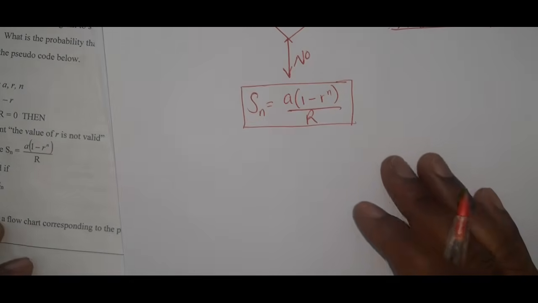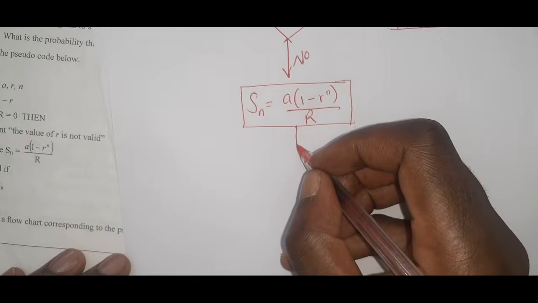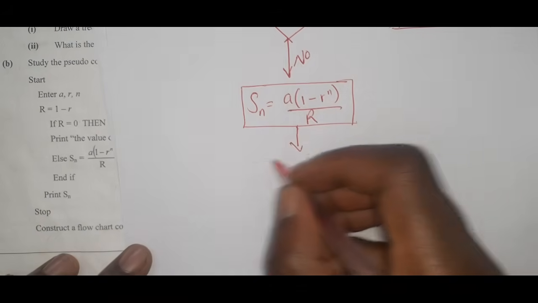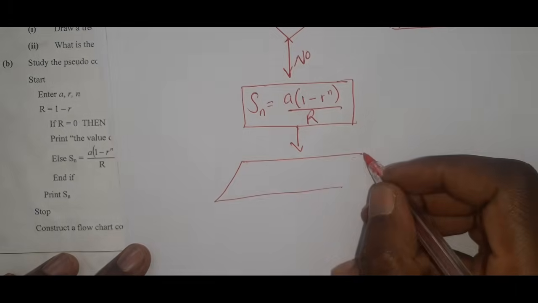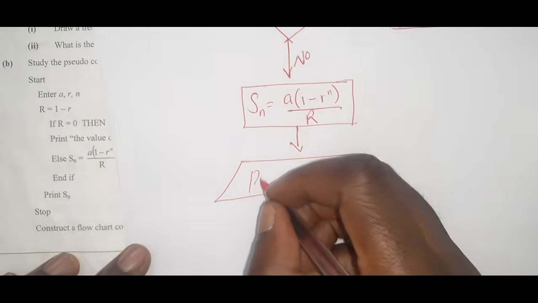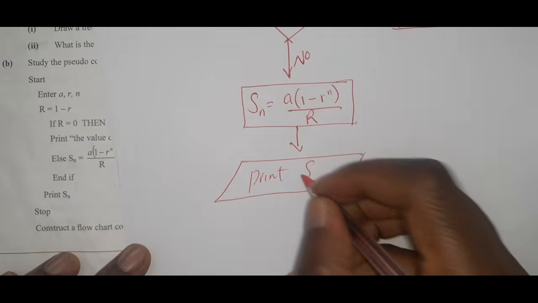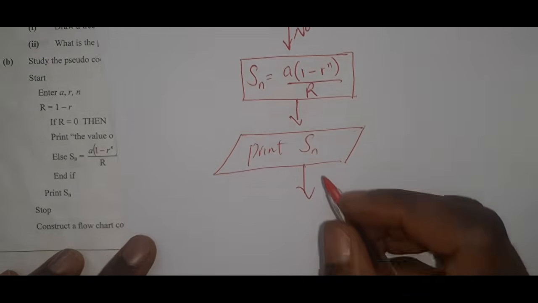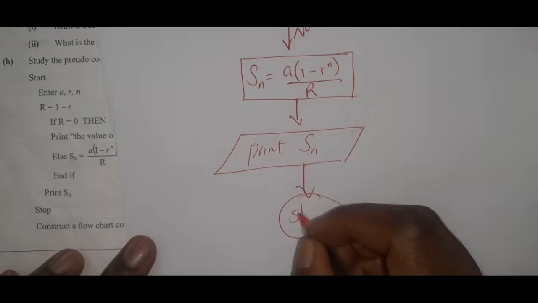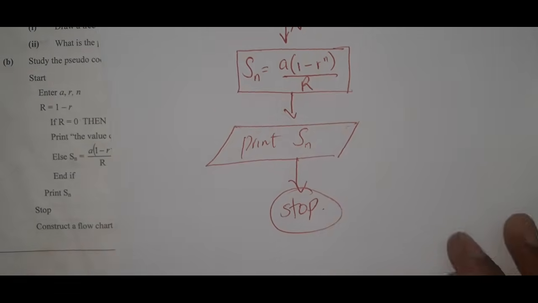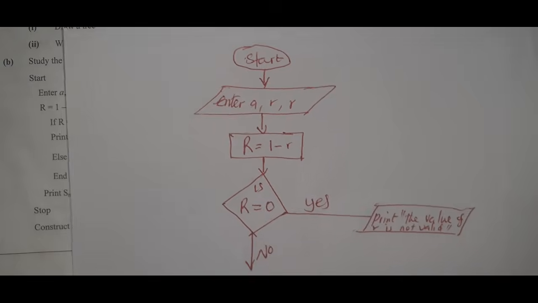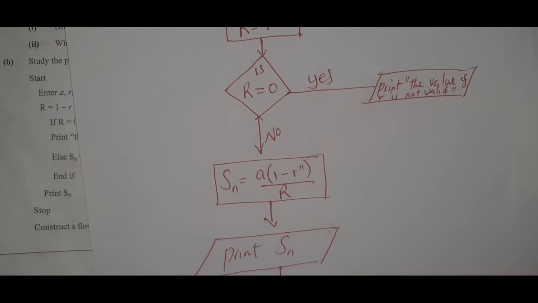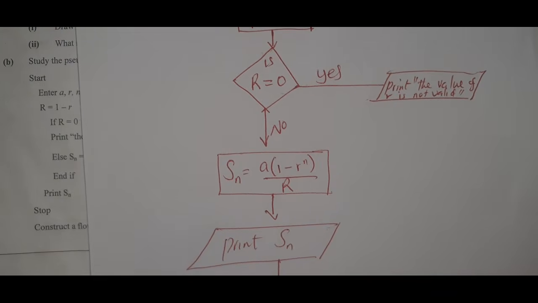Then the next part is what? What do we have here? We have print, isn't it? Where we use a program. So we say print, okay, and then from there, what do we have? Stop. This is what we are supposed to have. So this is what is supposed to be our answer here. Okay, so that's supposed to be our answer. So we go to question 6.